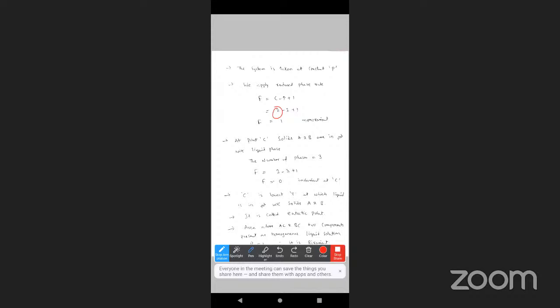So it is taken at a constant pressure. Now we apply the reduced phase rule instead of the Gibbs phase rule equation. F equal to C minus P plus 1. Since it is a two component system and the number of phases is 2, substituting in this equation we get F equal to 1, which means monovariant. The number of degrees of freedom is 1, hence it is monovariant.